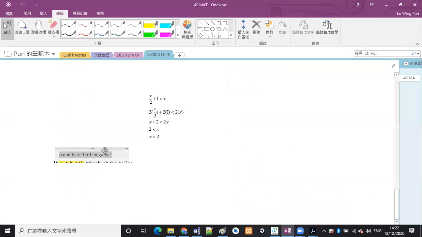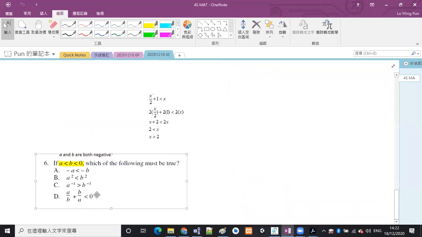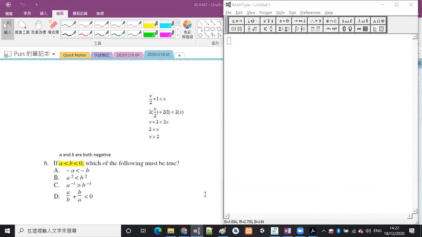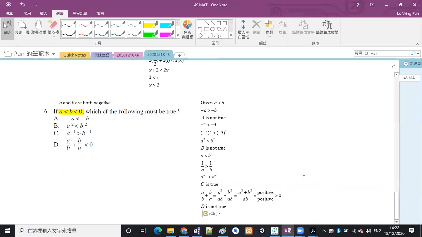Okay? But option D says that this sum is less than 0, which means that we can conclude that D is not true. So the answer is option C. Can you get this?